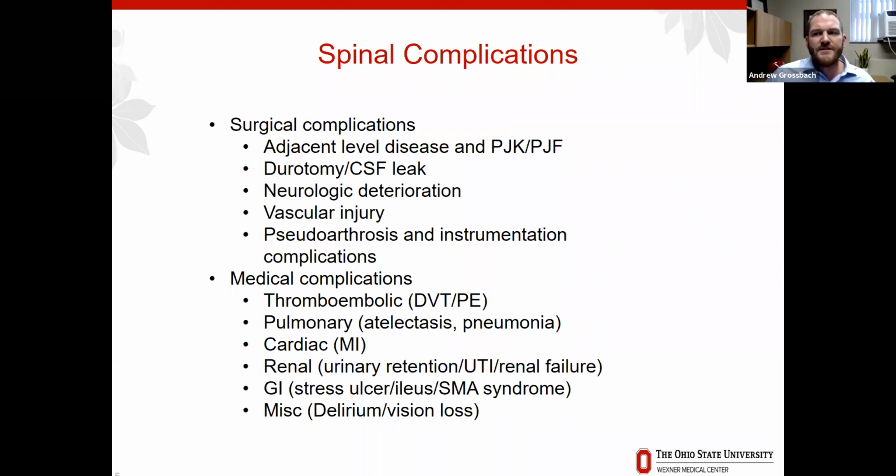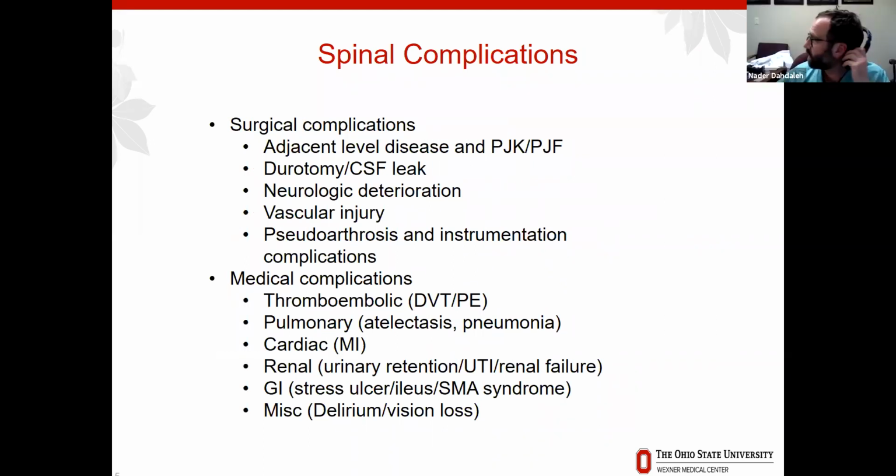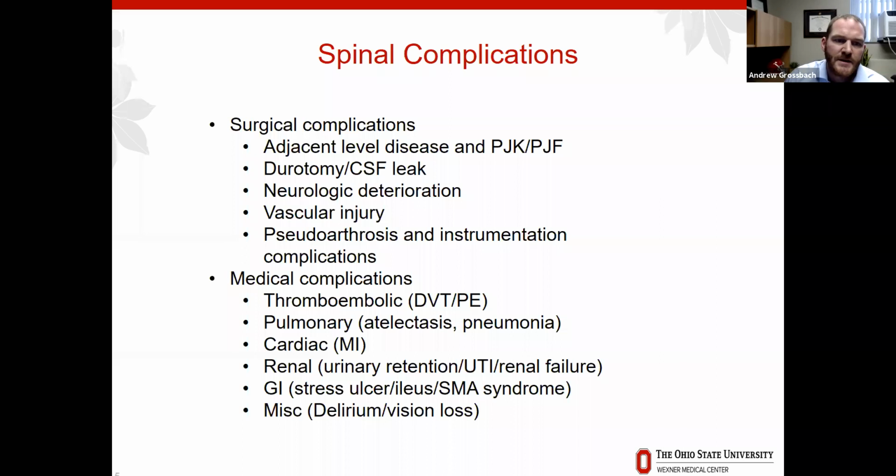Kind of divide these into two categories here. Of course, there's the surgical complications. So these are, we think of what we're doing in the OR and complications surrounding that and the instrumentation. So adjacent level disease and PJK, PJF, durotomy or CSF leaks, neurologic injuries, deterioration that can be from malpositioned hardware or issues with decompression, closing osteotomies, vascular injuries, vertebral artery injuries, aortic injuries, or pseudoarthrosis or other instrumentation complications such as rod fractures, screw pullout, things like that.